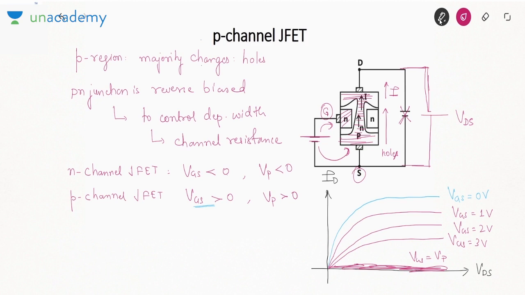Construction wise, here the region between drain and source is P region. In N channel the region is N region. Other than that, numerically the polarity of voltages are reversed and the direction of current is also reversed.